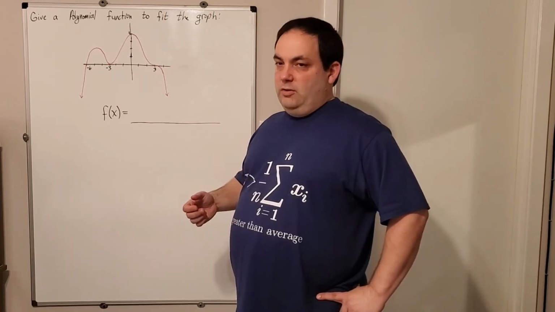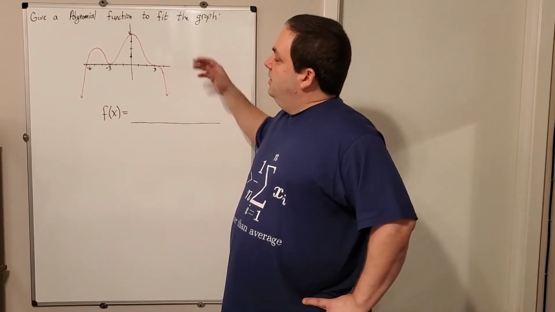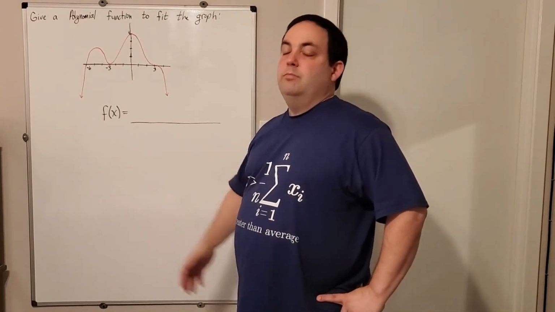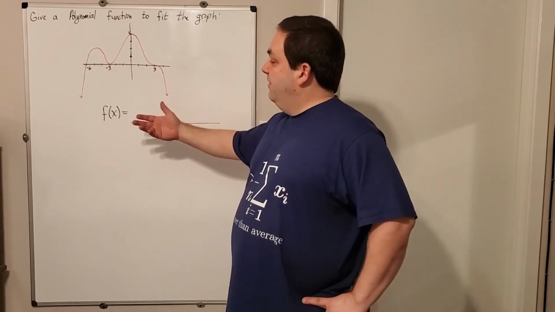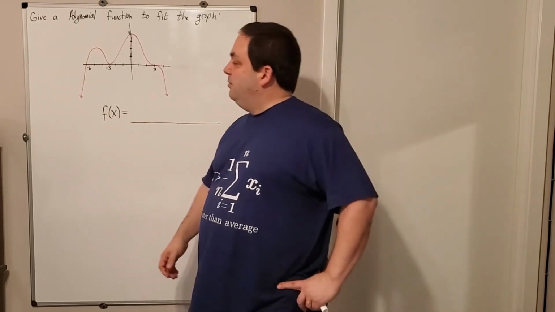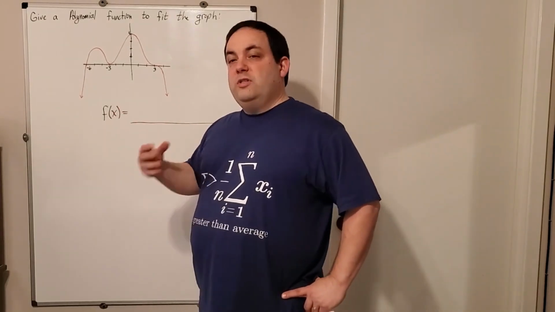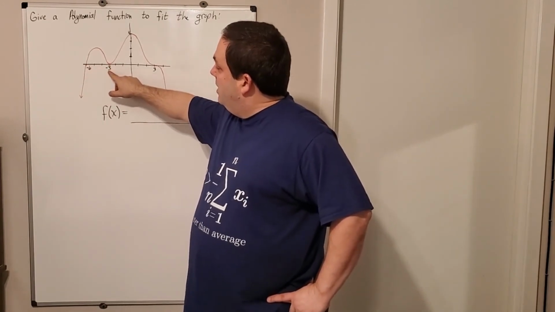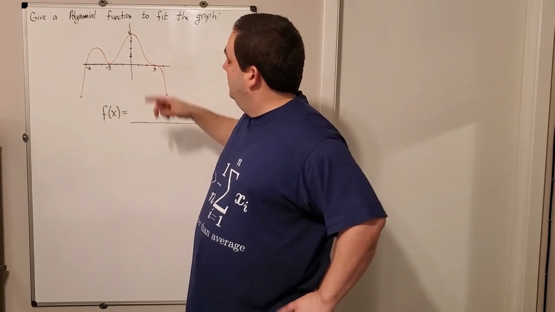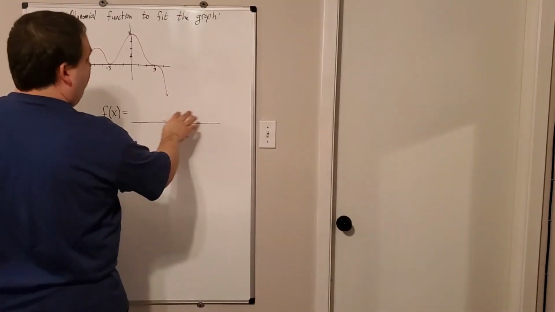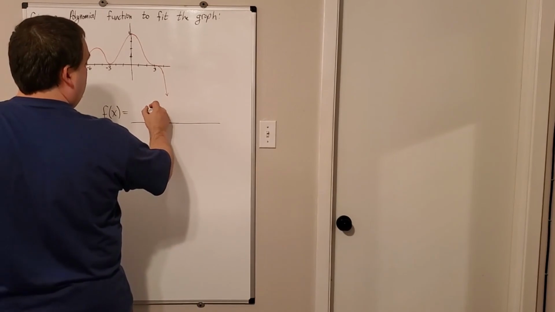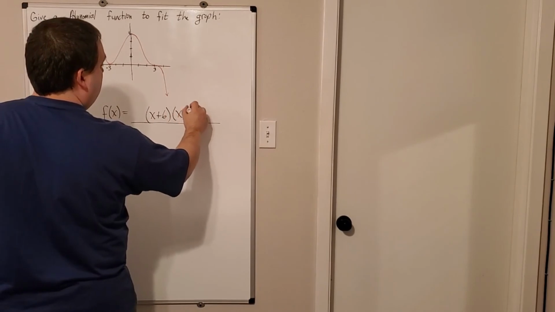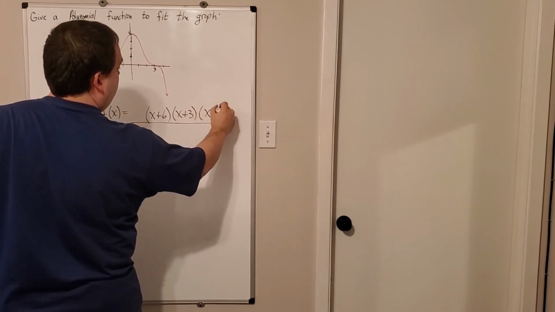We're going to leave it in factored form, right? And these are actually not much different than the problem we did in the last lecture, where if you were given the x-intercepts, you can build the factored form very easily. And it's the same thing here. Start with just the x-intercepts. I see it goes through -6, -3, and +3. So I know that I need to have factors here that are x plus 6, x plus 3, and x minus 3.